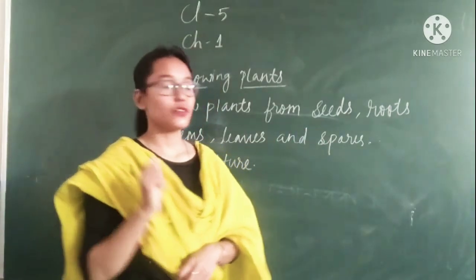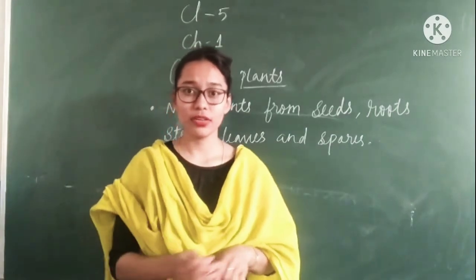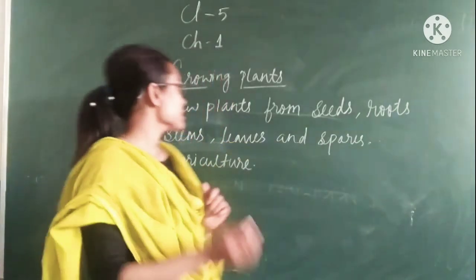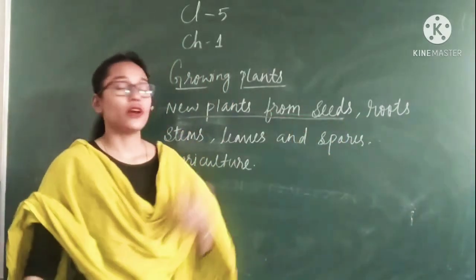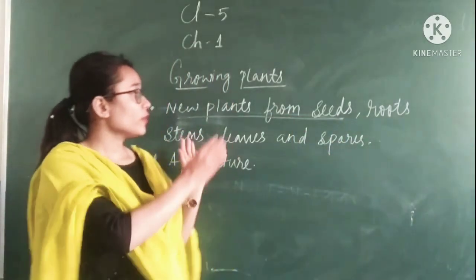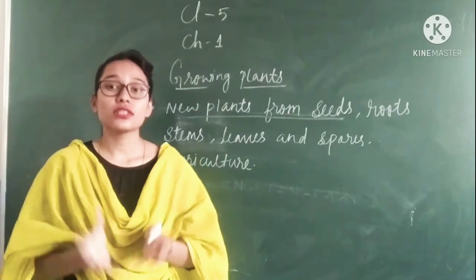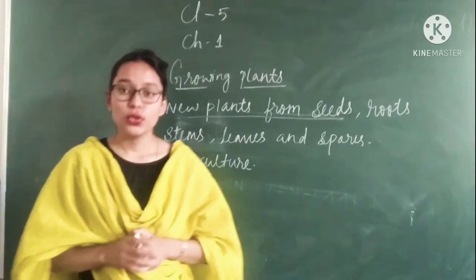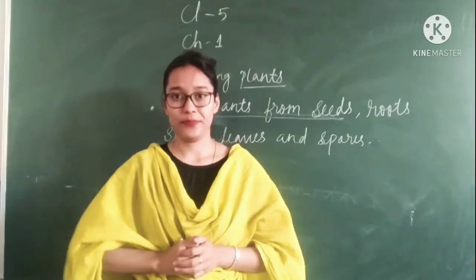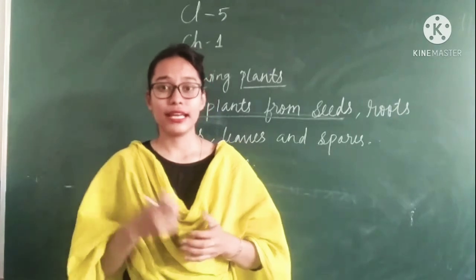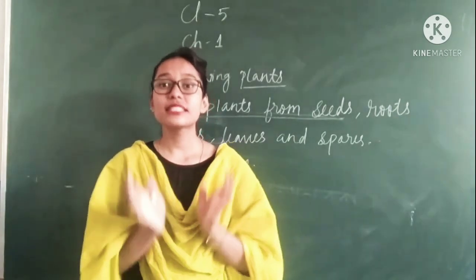And the second thing that we are going to learn in this chapter is agriculture. Okay? At first, let us learn how new plants grow from seeds. So, before entering into this topic, let us discuss the structure of a seed. There is an activity in your book, activity 1. What is the aim of the activity? The aim of the activity is to study a seed.